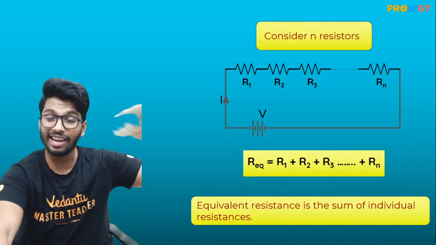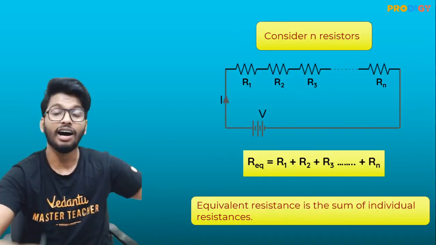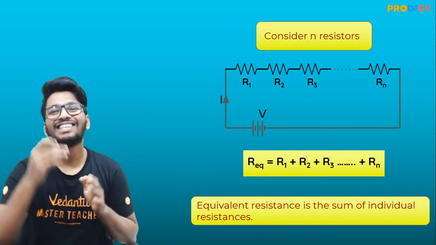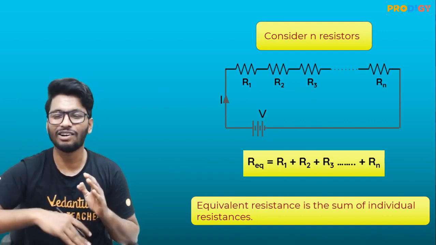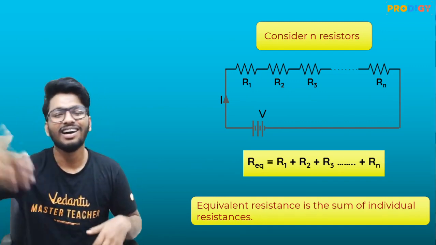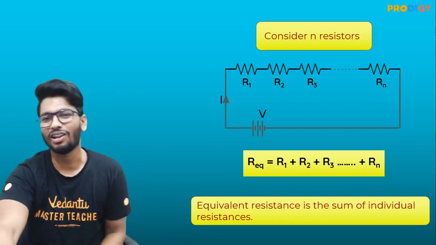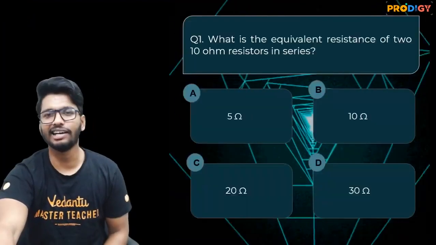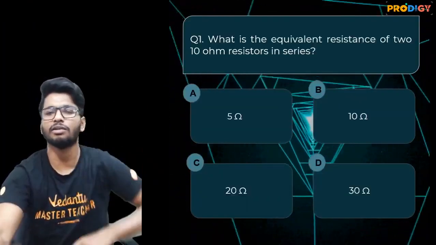Simple as that. And if you have n number of resistors like that, you can just add them all up. So it'll be R1 plus R2 plus R3 plus R4, however many resistors you have, up to Rn, you can just add them all up. Simple as that. Alright guys, so let's do a small little quiz, tiny little question, and then again come back to the topic. We'll understand about parallel connection.